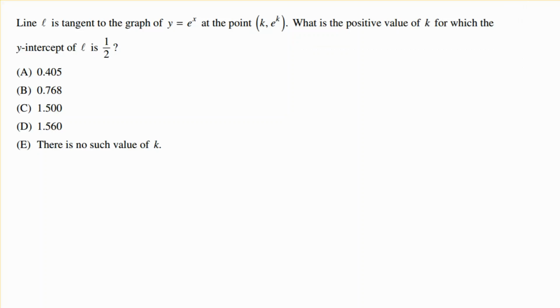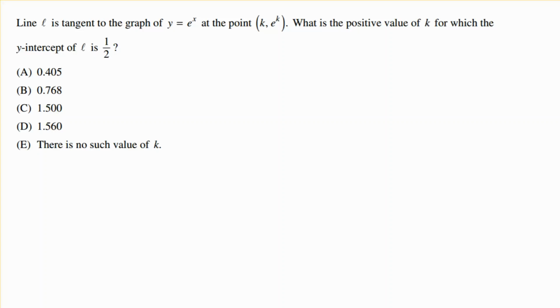Let's look at a tangent line example. Line L is tangent to the graph of y equals e to the x at the point k comma e to the k, so just putting k into the function. What is the positive value of k for which the y-intercept of L is 1/2?